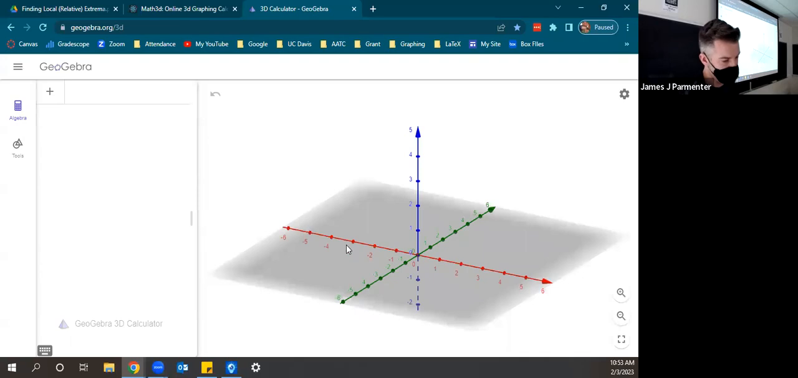All right, next time we'll talk about finding these critical points for more complicated examples and also how to see if they're a maximum or a minimum or a saddle point.